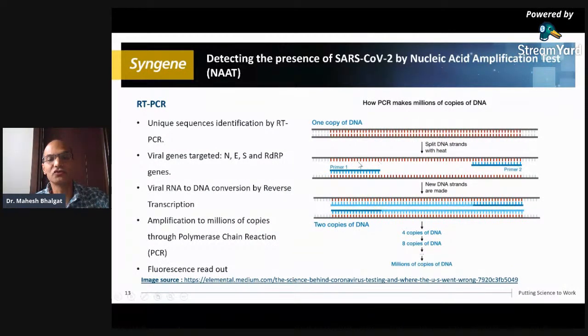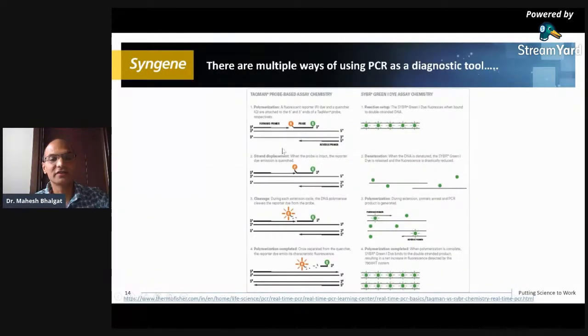You have the heat that is used to split the strands. You have the primer annealing that happens. And in fact, I'll go to the next slide, which is a little difficult to read, but easier to understand. When you have the sequences that need to be detected following the amplification, you have a probe that is annealed, and there is a reporter dye on one end, or the 5' end, and a quencher dye on the 3' end, and the forward primer starts extending to release the reporter dye. Once the reporter dye is released, this becomes fluorescent, and the fluorescence is what is picked up.